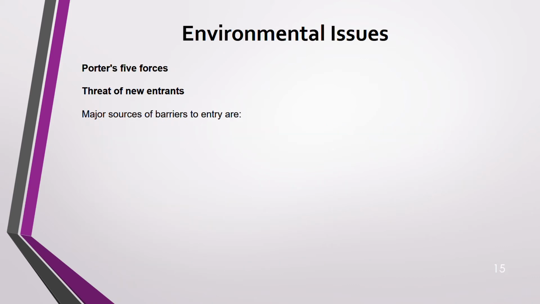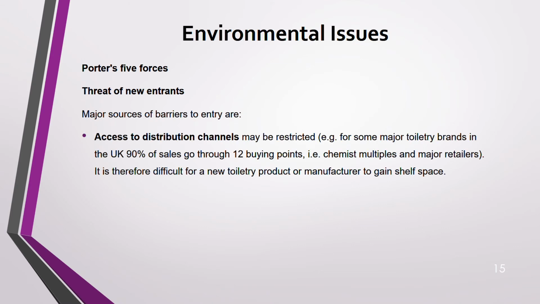Now, we have some more under threat of new entrants. Access to distribution channels. If a new entrant comes, they will be restricted. They cannot have access to all the distribution channels. For example, for some major toiletry brand in the UK, 90% of sales go through 12 buying points, like chemist multiples and major retailers. So when a new entrant comes, it's difficult for them to get access to those distribution channels. They cannot have that shelf space because it is already occupied by the major retailers and all.